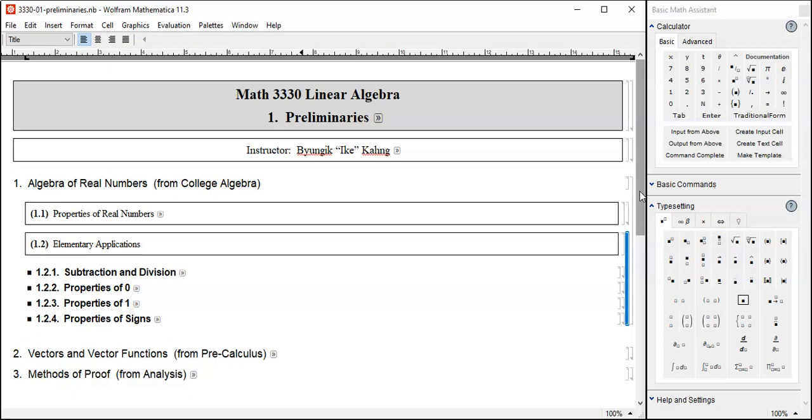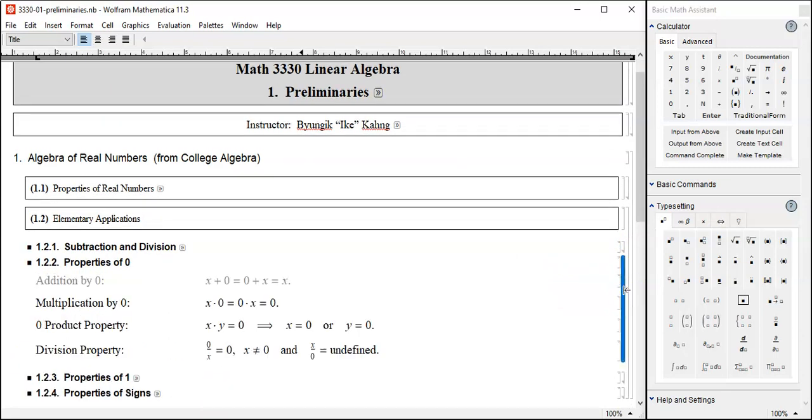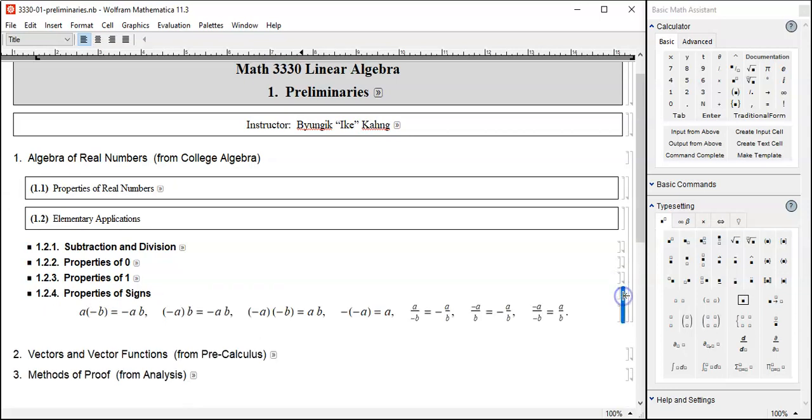Okay, so much about the properties of real numbers, and let's talk just a little bit about elementary applications. How do I define subtraction and division? By adding the additive inverse or multiplying by the multiplicative inverse. Properties of 0. All good? All right. Properties of 1. Okay. And properties of signs, pluses and minuses. I guess all good. All right.